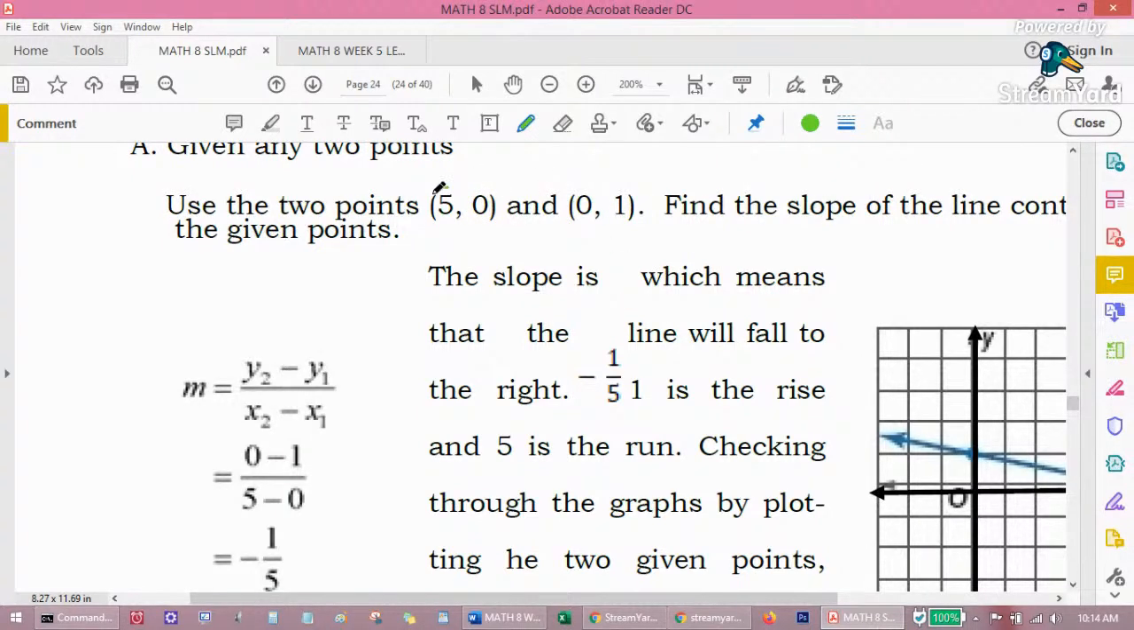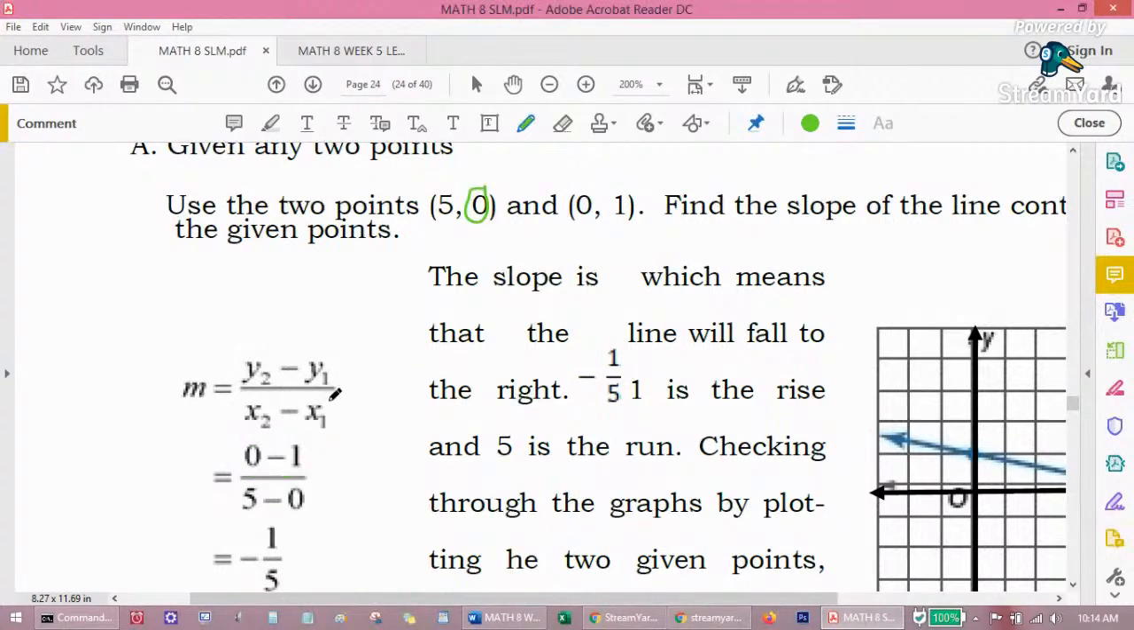Yung iba kasi, ito ang kinukuha nila, no? Kasi ito yung unang makikita nila, 5. Ito yung unang ilalagay nila. So that's wrong. This is x. Yung mga x ay nasa ilalim. Ang mga sa itaas ay mga y. So dito tayo mag-umpisa. 0 minus 1. 0 minus 1.